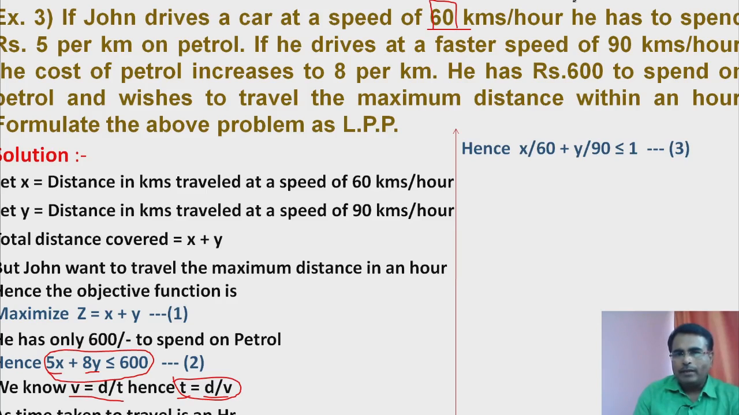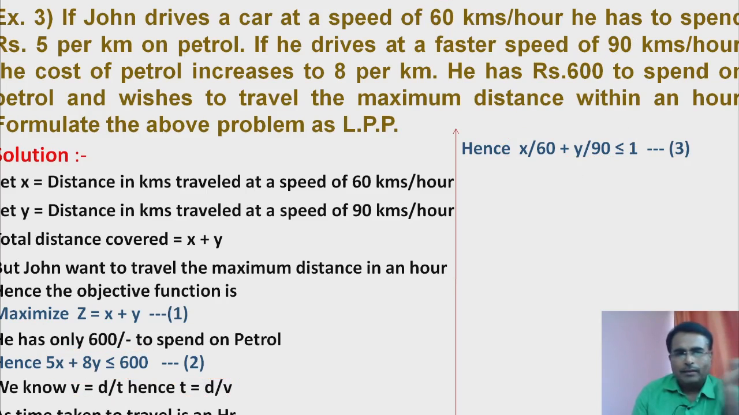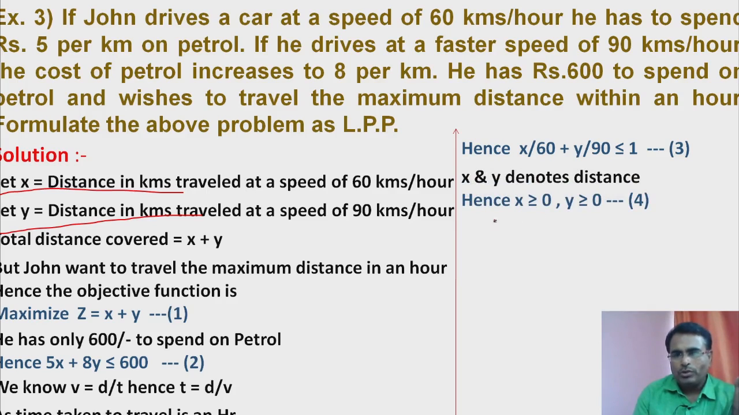Similarly, time taken to travel at the speed of 90 is nothing but y upon 90, and the time required to travel is within an hour. That is why this should be less than or equal to 1. Is that clear? So, these are two constraints. Now, it is clear that x and y denote distance travelled. Therefore, they should not be negative. Hence, x and y denote distances, therefore, they are greater than or equal to 0. That is, non-negativity restrictions are also satisfied.